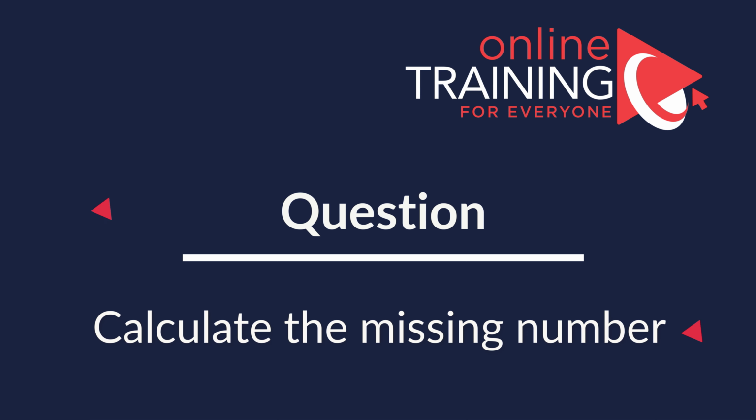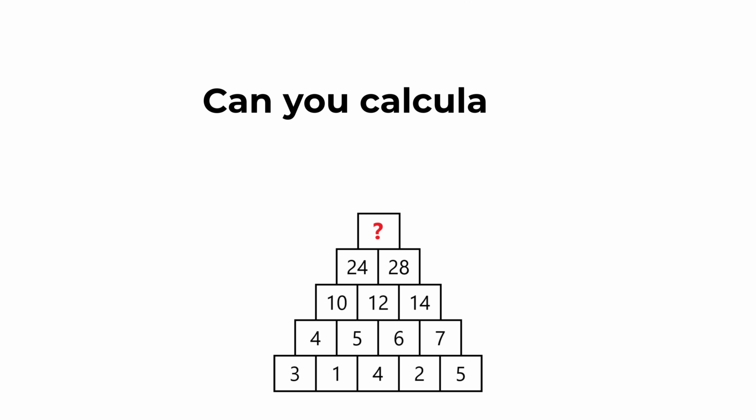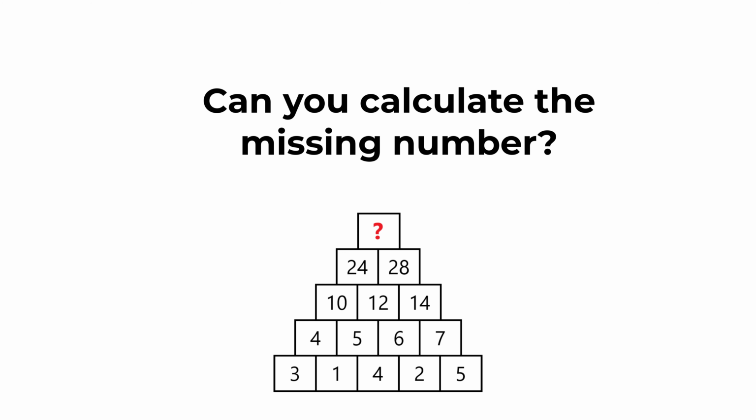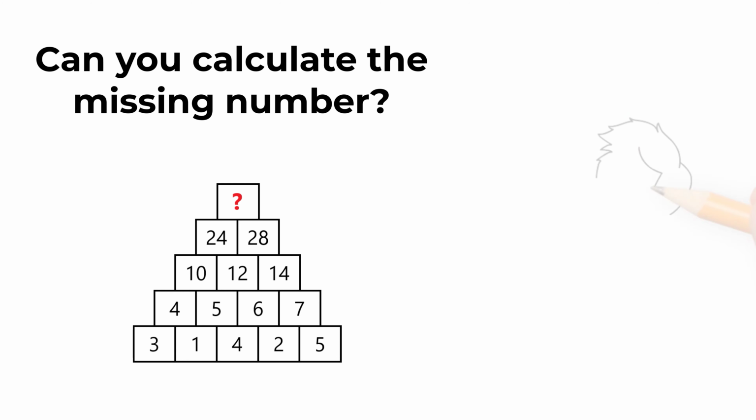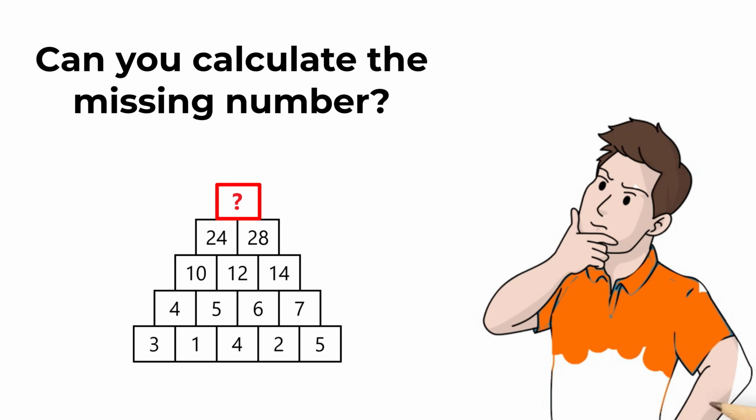Here's one of my favorite questions, and it is my favorite because it is so unusual. You are presented with the pyramid. Pyramid contains 5 different layers. If we go from the top to bottom, you have a question mark. This is the number that you need to uncover.